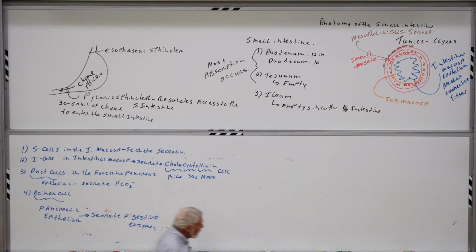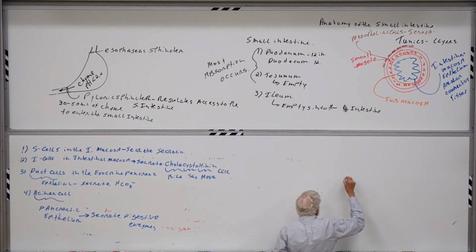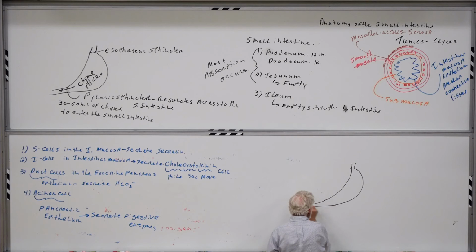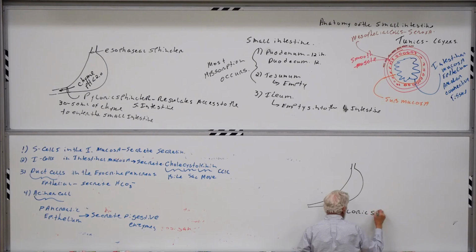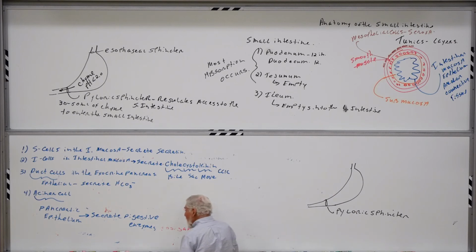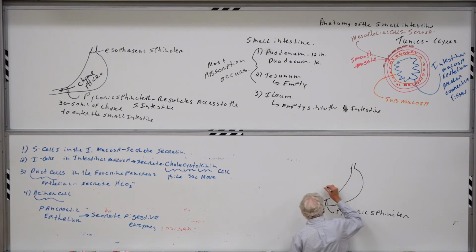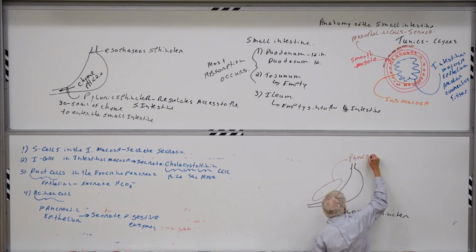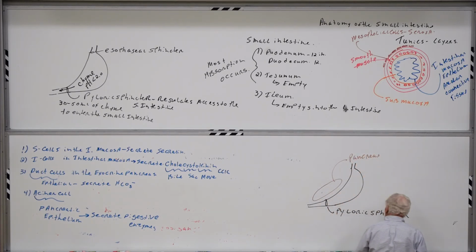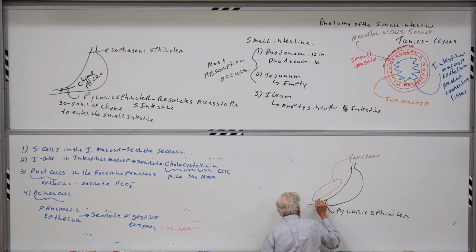So let's see if we can put this whole story together. So there's the pyloric sphincter. Sitting in here, sort of as a brown structure, kind of tucked up in here, is a structure known as the pancreas. And the pancreas has a tube that leads into the small intestine.